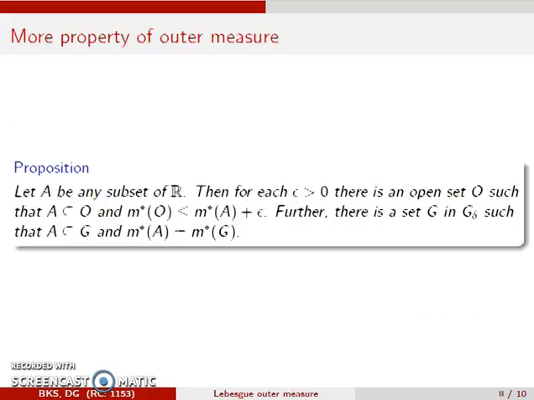We state another property of outer measure with a proof. Suppose A is a subset of R, then for any epsilon greater than 0, there is an open set O which contains A, and m star of O is less than or equal to m star of A plus epsilon. Further, there is a set Z in G delta such that A is contained in Z and m star of A is equal to m star of Z.